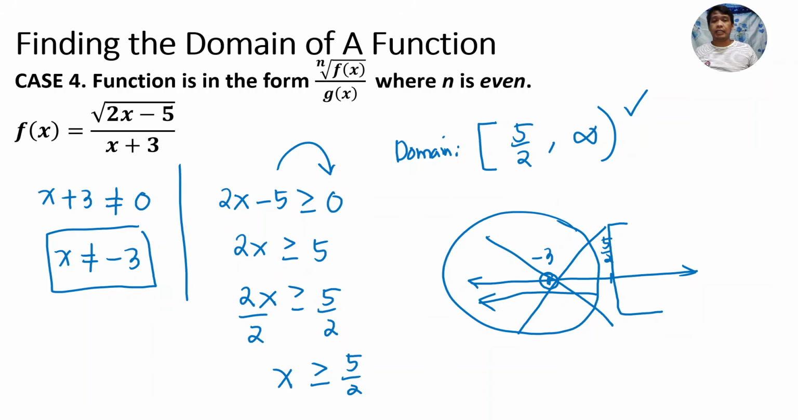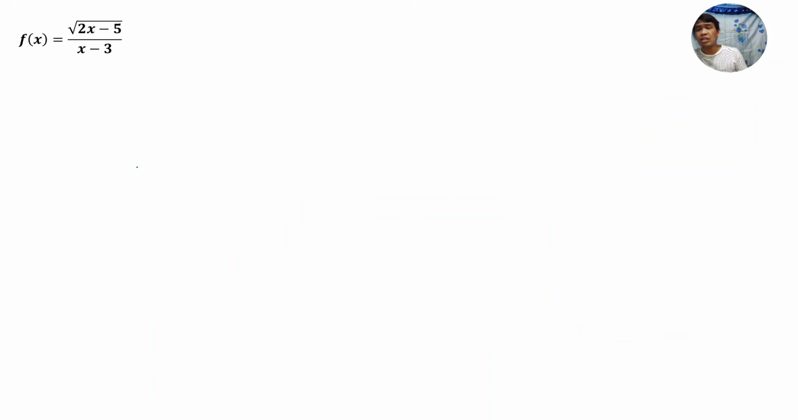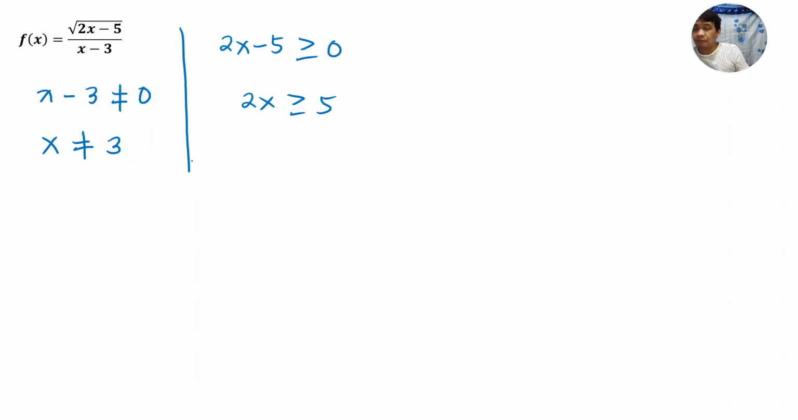What if we reverse it? So, square root of 2x minus 5 over x minus 3. Not yet reversed, we just made the denominator x minus 3. So, again, in the denominator, x minus 3 must not be equal to 0. Then, x must not be equal to positive 3. The square root of 2x minus 5 must be greater than or equal to 0. Then, 2x is greater than or equal to 5. Then, x is greater than or equal to 5 halves.